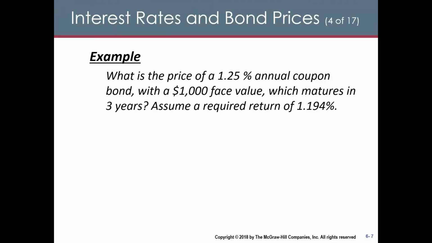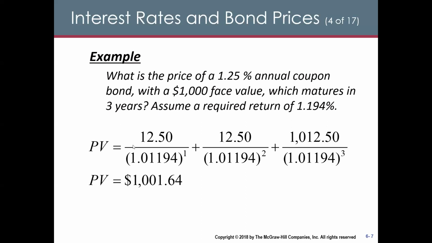So let's try to do this math here. What's the price of this bond if the annual coupon rate is 1.25%, the face value is $1,000, it matures in 3 years, and the discount rate R is 1.194%? The required return is just another name for the discount rate we use for a bond. So use the earlier formula: we discount the cash flow to today's present value, and we calculate it.